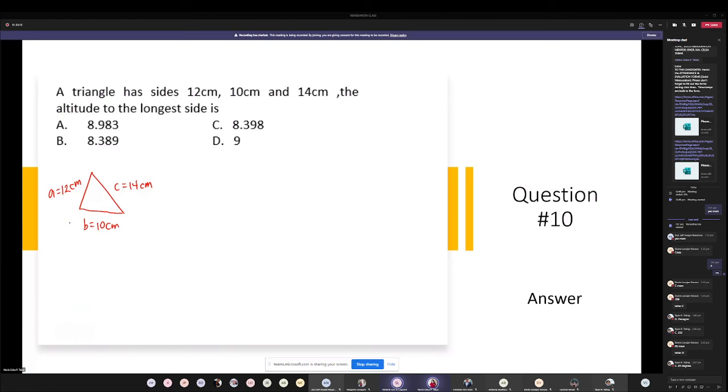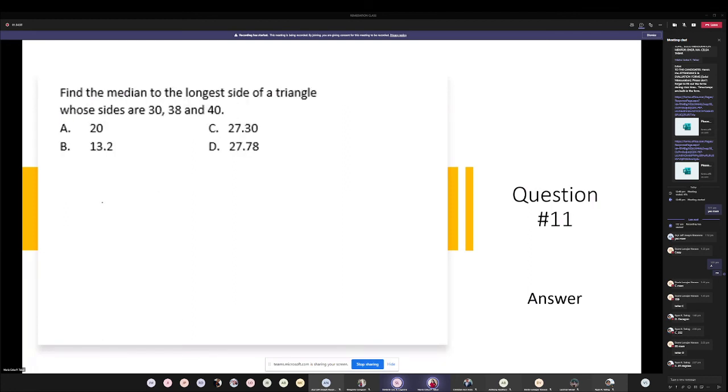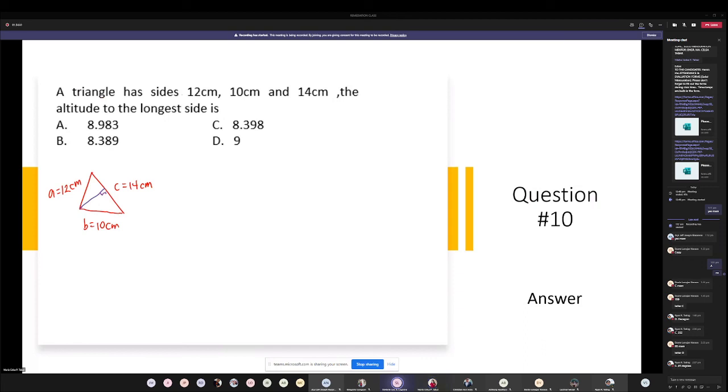We need to get the length of the altitude to the longest side. The altitude should be perpendicular to the longest side. It doesn't need to bisect the longest side as long as it's perpendicular. So this is the altitude, assuming this is the right angle here. Let's say this is H, so we need to solve for H. You can also label that as X or Y or any other letter.